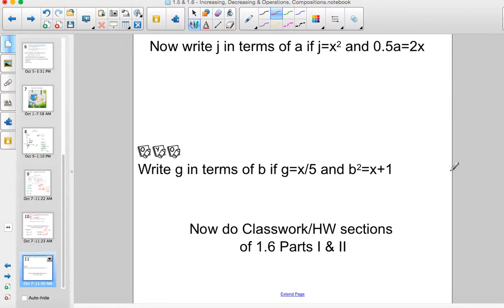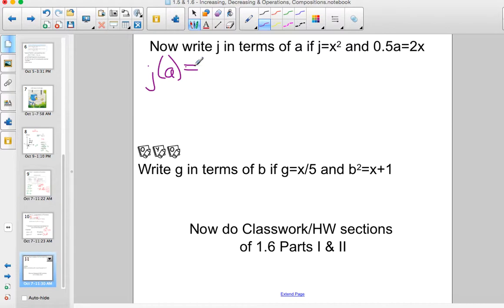All right, the last type of question that we'll have is writing something in terms of another. It's really just composites. So if I said, write j in terms of a, and j is equal to x squared, and 0.5a is equal to 2x, what the heck does that mean? Well, it just means j in terms of a, right? I want to do like f of x almost, but I'm just going to do j of a. And I've got to figure out what that is equal to.